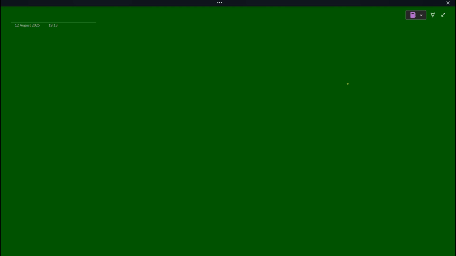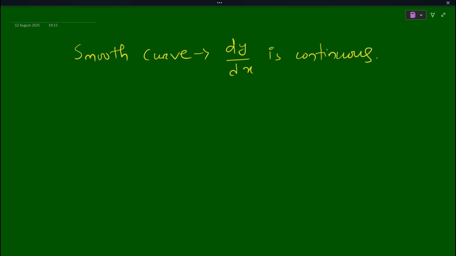Today we are going to learn how to find the arc length of a curve which is not a smooth curve. If we remember the definition, a smooth curve is a curve having continuous first order derivatives. That means dy by dx is continuous. If the function is not a smooth curve, then how do we find the arc length of this curve?